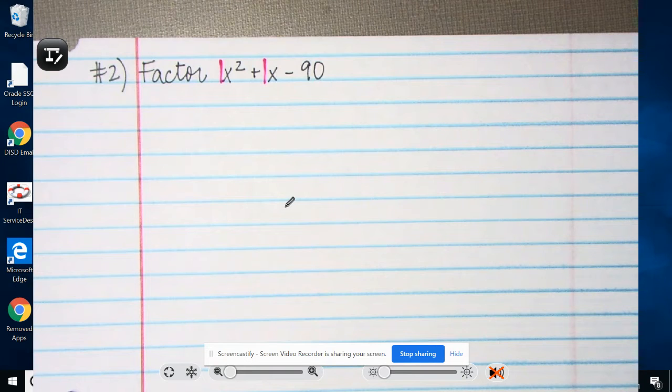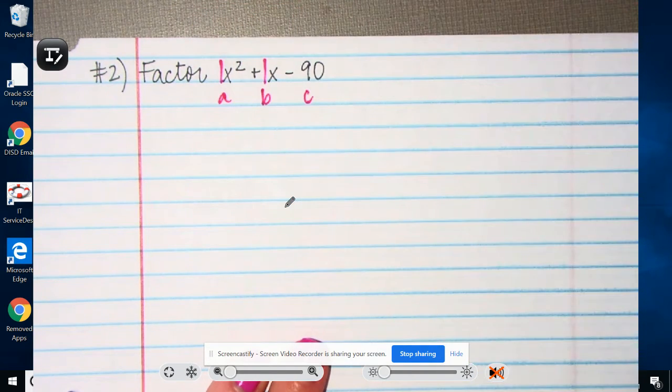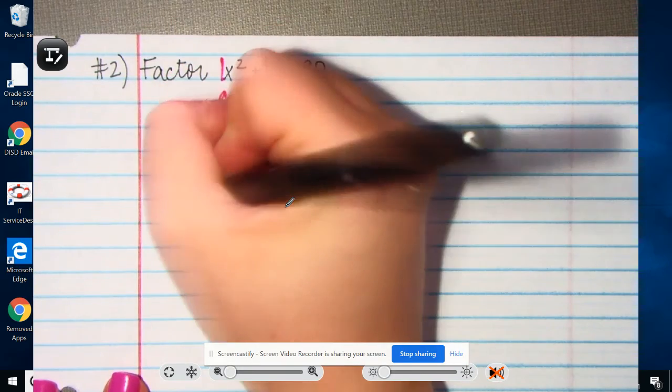Right, so in this video, we're going to be factoring x squared plus x minus 90. I went ahead and added our invisible coefficient of 1 to each of our terms that did not have a coefficient already. So now we're going to label A, B, and C, and then we're going to go set up our board.